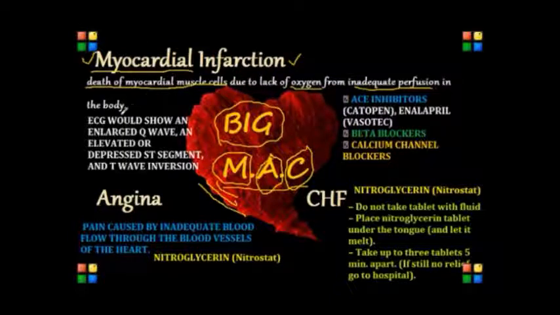Now, let's look at the diagnostic test results for MI, which is essential to know for the NCLEX exam. The EKG in a patient with an MI would show an enlarged Q wave. So there would be an enlarged Q wave, and there would be either an elevated or a depressed ST segment, and then the T wave would be inverted, which is what we call a T wave inversion. Okay, so it would be again an enlarged Q wave, an elevated or a depressed ST segment, and a T wave inversion. And you really have to know that, okay?